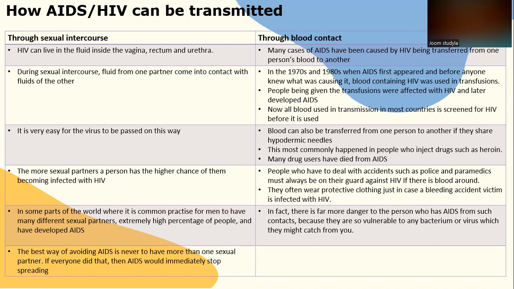People who have to deal with accidents, such as police and paramedics, must always be on their guard against HIV if there is blood around. They often wear protective clothing just in case a road accident victim is infected with HIV. In fact, there is far more danger to the person who has AIDS from such contact, because they are so vulnerable to any bacteria or viruses which they might catch from you.